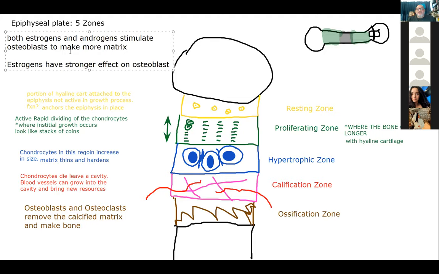Some of it could be the amount of the hormones that they're making. Some could be the sensitivity of their cells. Some cells are going to be more sensitive than others. And some could just be morphological. If someone has a thicker growth plate, it's going to take longer for it to close than someone that has a small growth plate.